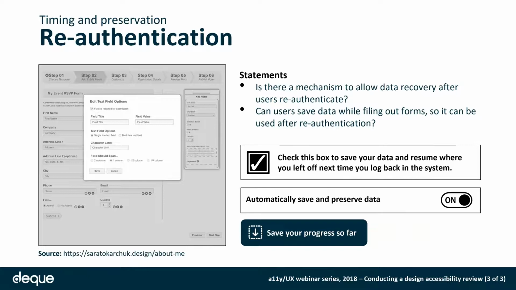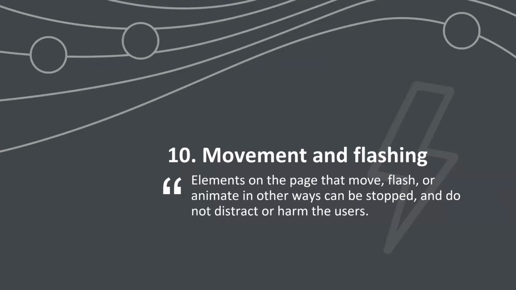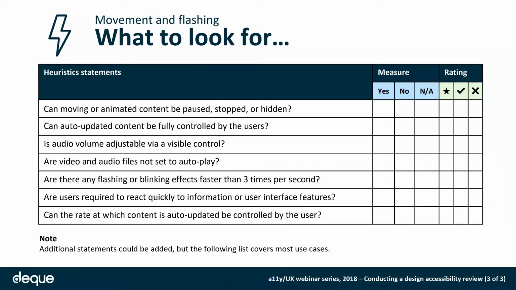I'm going to turn over to Aparna to talk about movement and flashing. Thank you, Denis. So this brings us to the last heuristic that we have for you, which is movement and flashing. What we really have to look out for is that elements on the page that move, flash, or animate in other ways can be stopped and do not distract or harm the users. So this heuristic mainly talks about auto-updating content or content that would flash or have animations.